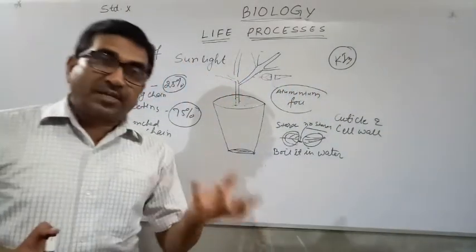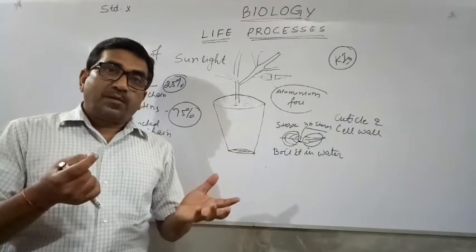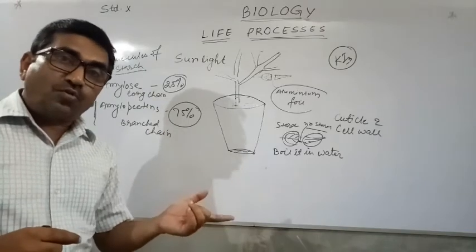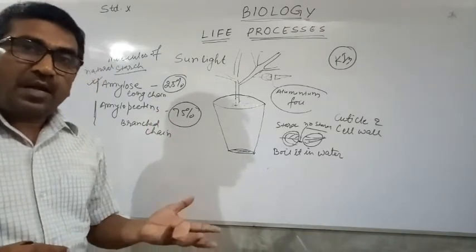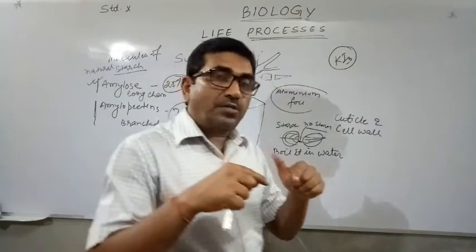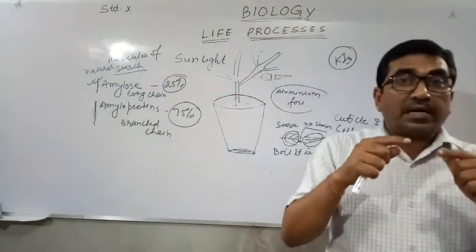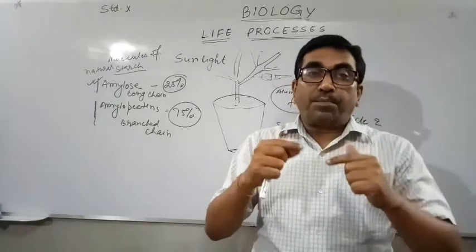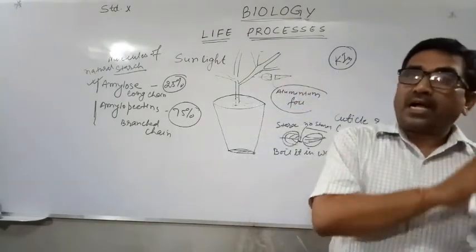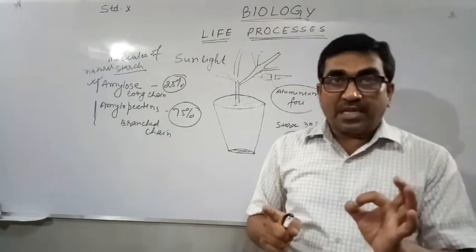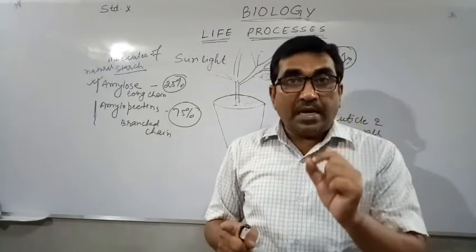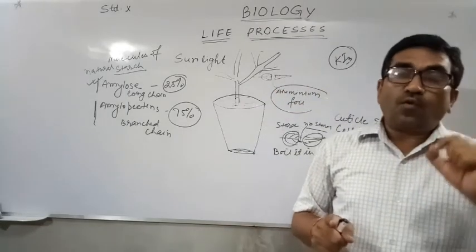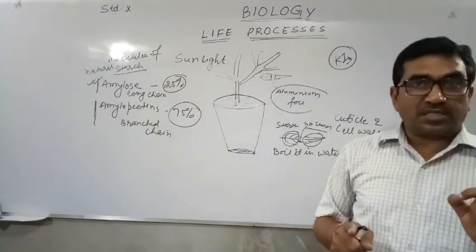Now the same activity: we just drop triiodide solution, that means iodine solution, onto it. The part of the leaf which was green in color has turned blue-black, and the part which was non-green has not turned blue-black. This activity shows that the green pigment, that is chlorophyll, is necessary for the process of photosynthesis.